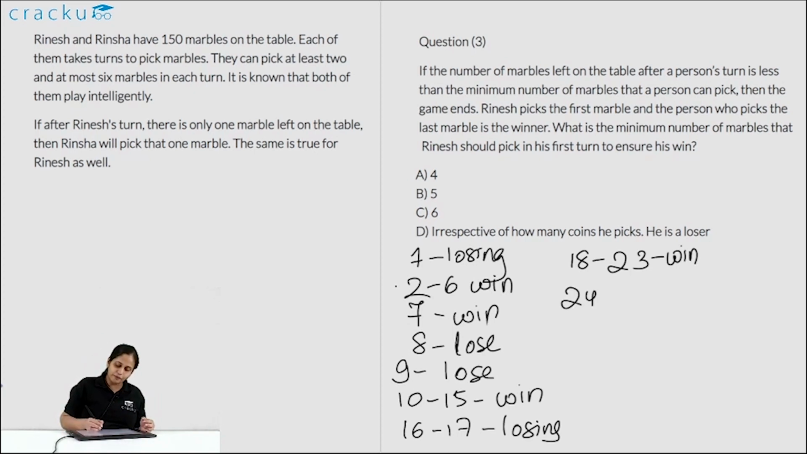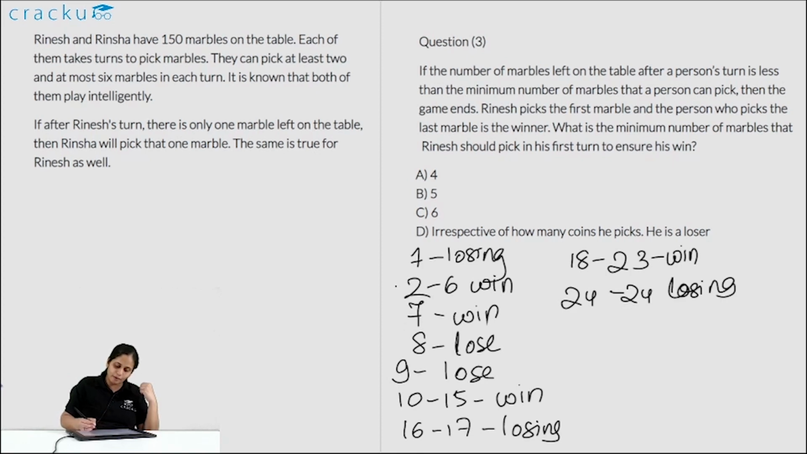Now comes 24. If I have 24, if I pick 2, I'll put my opponent in a winning position. If I pick 6 also, I put my opponent in a winning position. So 24 is an always lose position. Similarly with 25, if I pick 2, 23 is an always winning position. If I pick 6, again 19 is always a winning position. So 24, 25 are losing positions.